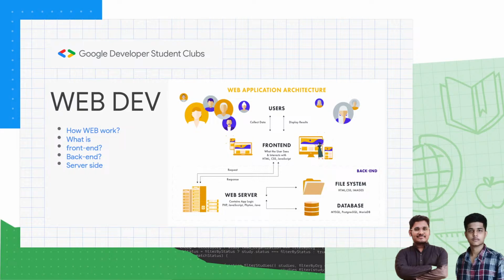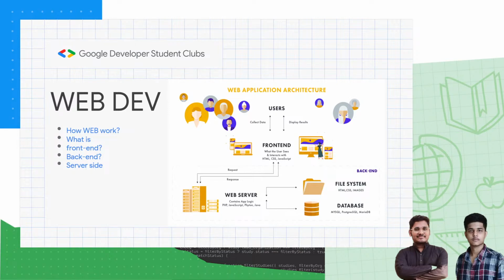The next one is web dev. The term web often refers to the World Wide Web, which is a global system of interconnected documents and resources, through the internet. It encompasses a vast collection of websites, web pages, multimedia content and services that are accessible through a web browser. As you see on your laptop or desktop, the application architecture has the user, the front end, and the web server, which is basically the backend part.